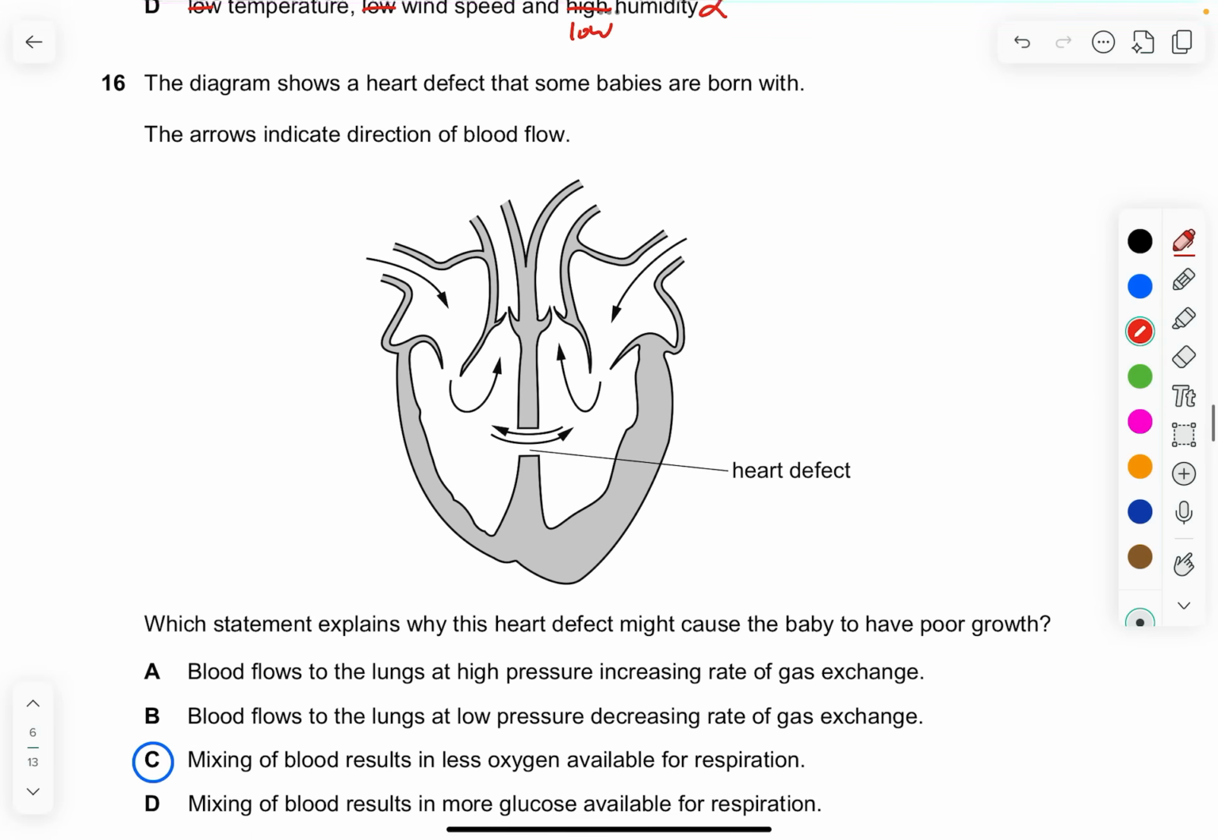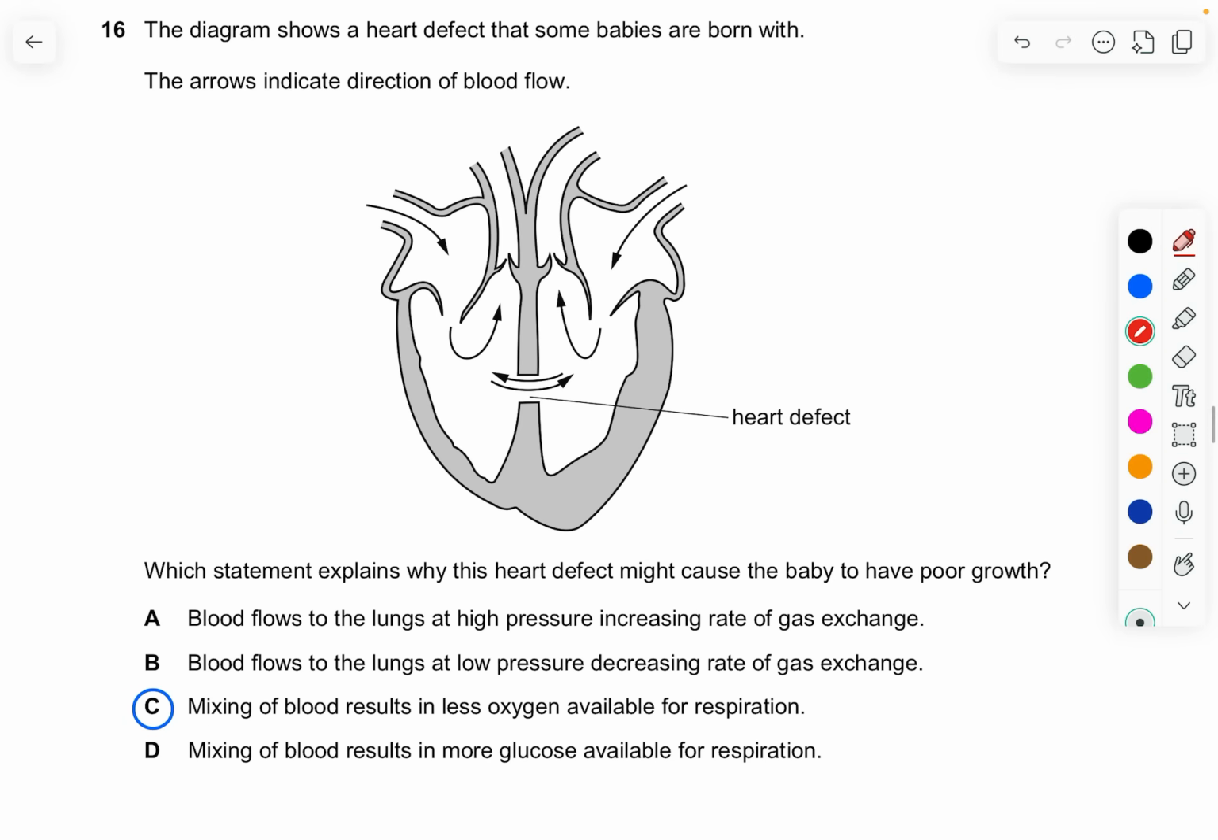Question 16. The diagram shows the heart defect that some babies are born with. The arrows indicate the direction of blood flow. Which statement explains why this heart defect might cause the baby to have poor growth? A. Blood flows to the lungs at high pressure, increasing the rate of gas exchange. This has no relevance because we are actually talking about the heart. B. Blood flows to the lungs at low pressure, decreasing the rate of gas exchange. Neither does it have any correlation. C. Mixing of blood results in less oxygen available for respiration.